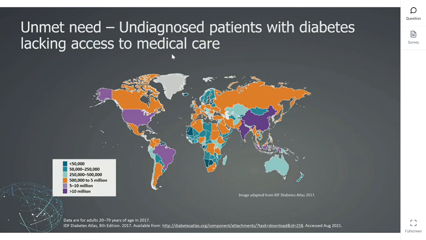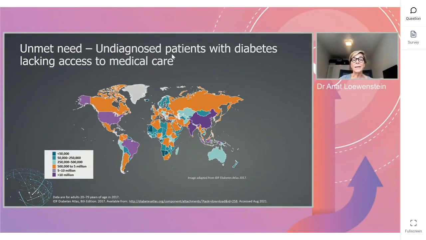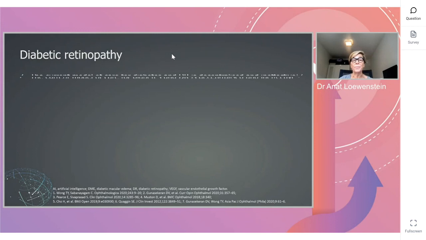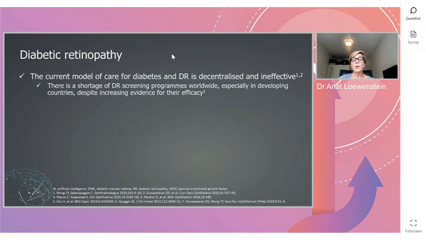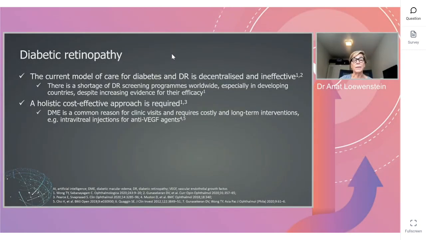Unfortunately, there is a high percentage of patients that still are lacking access to any medical care. So what happens today with diabetes and diabetic retinopathy is not effective enough. There are not enough screening programs worldwide, especially in developing countries, despite that there is increasing evidence that they are very effective. And probably a more holistic, cost-effective approach is required.